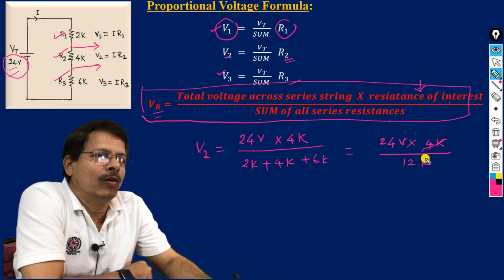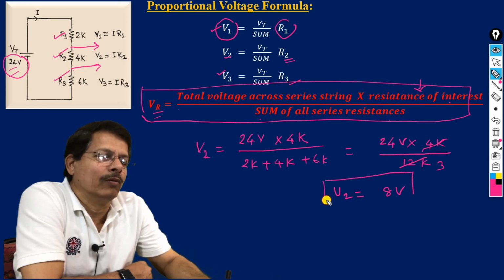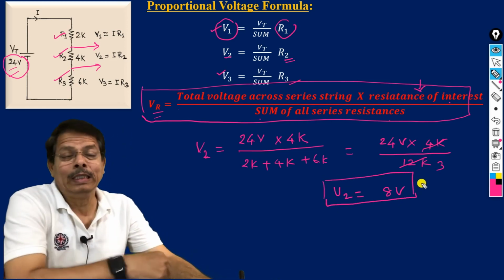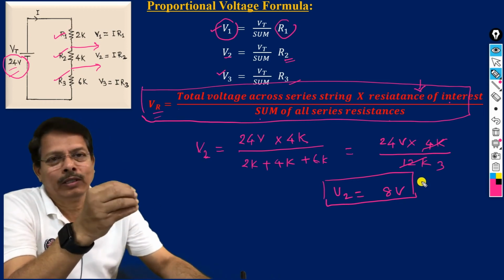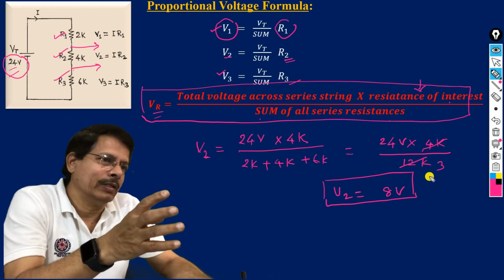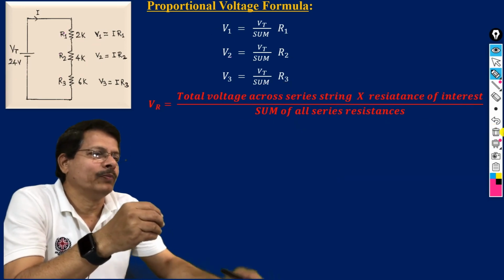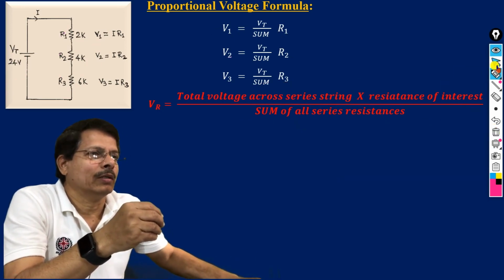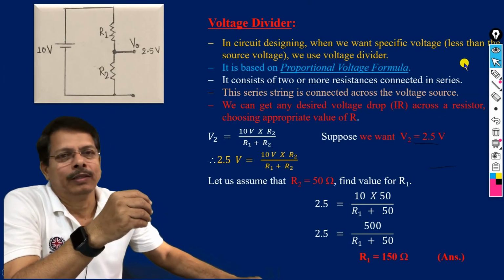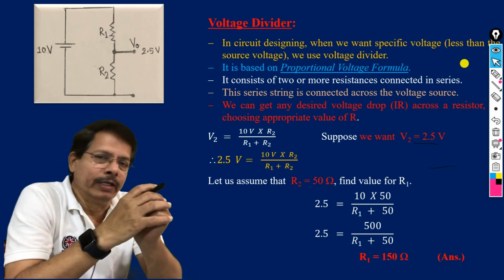So this K along with this 4 will get cancelled. This is 3 and that will be 8 volt. So V2 is 8 volt. See how easy it is to find the voltage across any particular resistor. So let us study one application of this proportional voltage formula, and that is voltage divider.